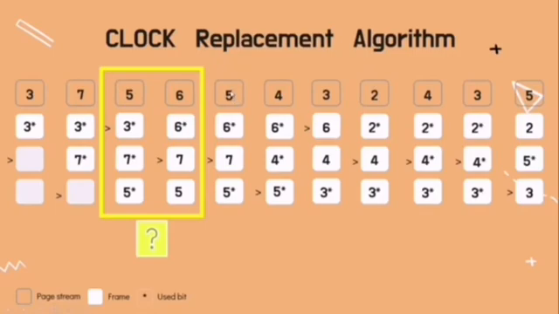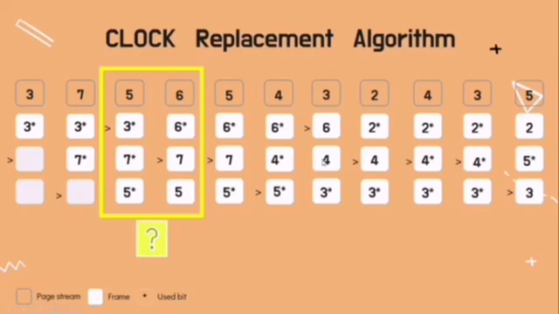Next, number 5. Since we already have number 5 here, we just add the use bit here, and the arrow pointer will not move. Next, number 4. Since 7 doesn't have the use bit, and the arrow pointer also points towards the second frame, which is number 7, 4 just replaces the 7 here, and the result will become like this, and the arrow pointer will point toward the first frame.